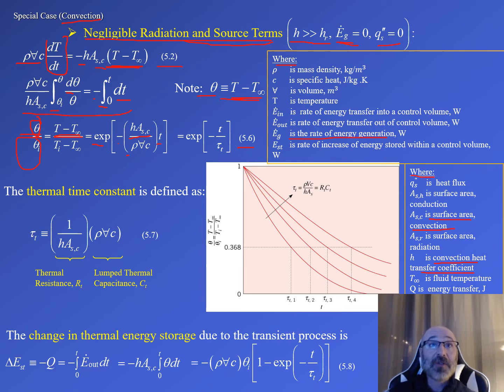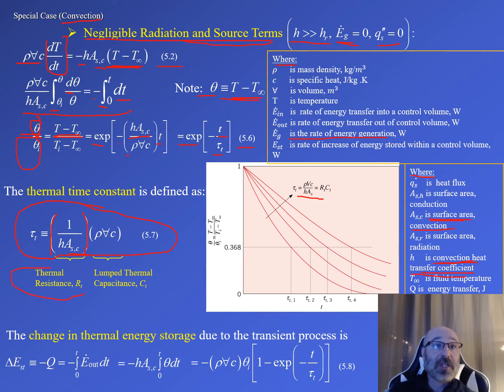So this is equal to now the exponent of negative t over tau sub t right there, where tau sub t is given as our thermal time constant from equation 5.7 in our textbook. So our thermal time constant, we can see a graph of this over here. There's our thermal time constant right there, where the first part, 1 over h times A sub c, or 1 over our convection heat transfer coefficient times our A sub SC, is going to be our surface area convection.